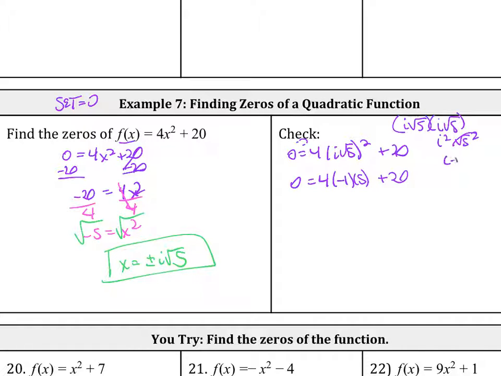So then i squared is negative 1, times 5. So 4 times negative 1 is negative 4. Negative 4 times 5 is negative 20, plus 20. So therefore 0 equals 0, and that is true. Now you don't have to do a check, but I just wanted you to see that. And it's a good review on multiplying complex numbers.